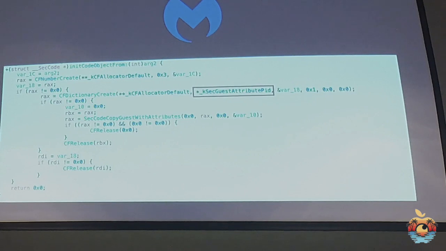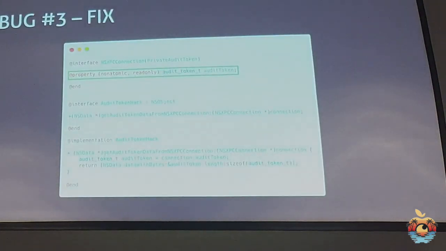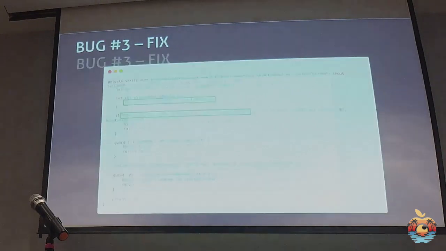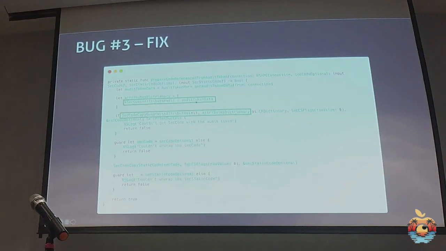So in our privileged helper, I decided, and consulted with our speaker, that it's fully legal to use a bridging header to Objective-C and manually create the getter for the private property. Then I created the AuditTokenHack class with the getAuditTokenData from NSXPCConnection method to retrieve the audit token encoded in NSData back to Swift. All right. And on the Swift side, it's pretty simple, because we are getting the audit token data and then creating the code objects.